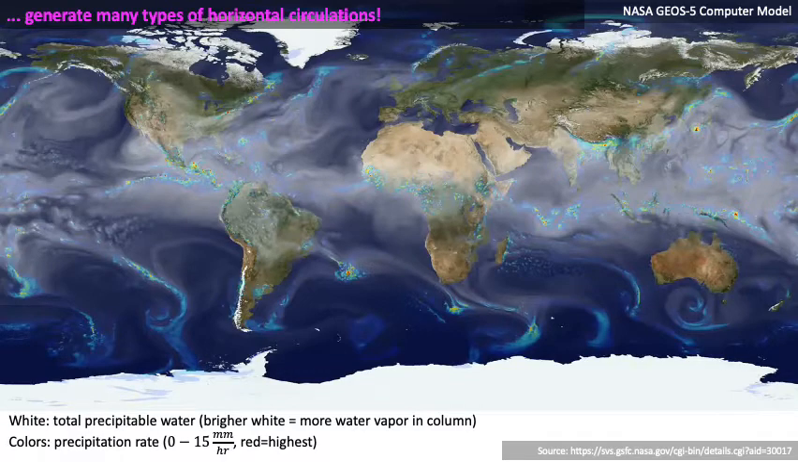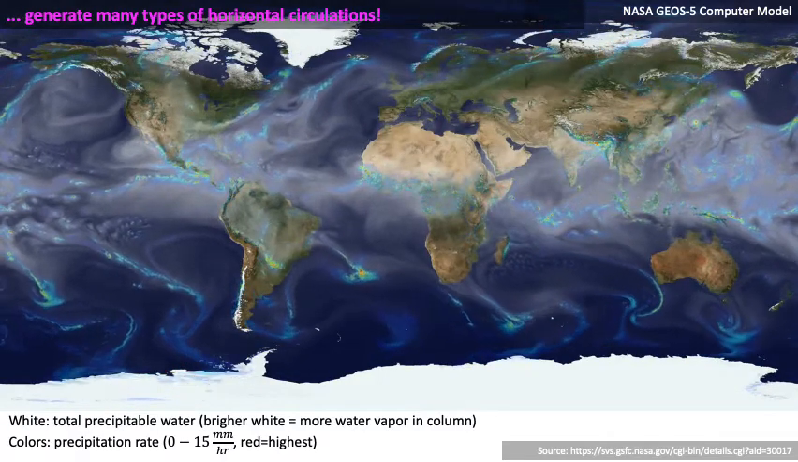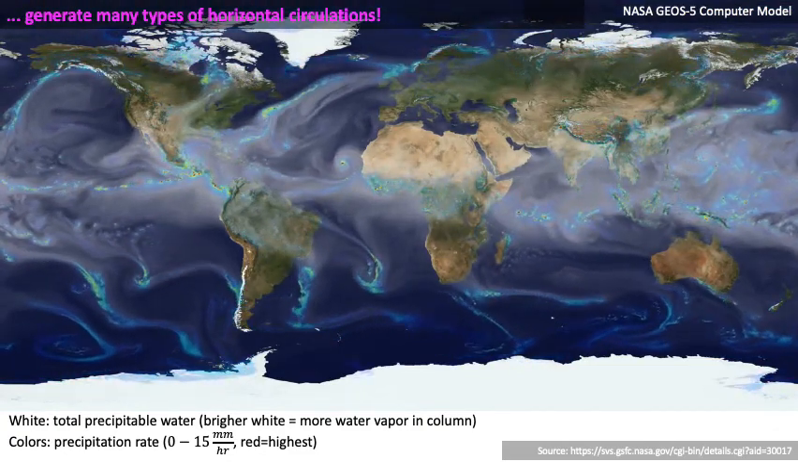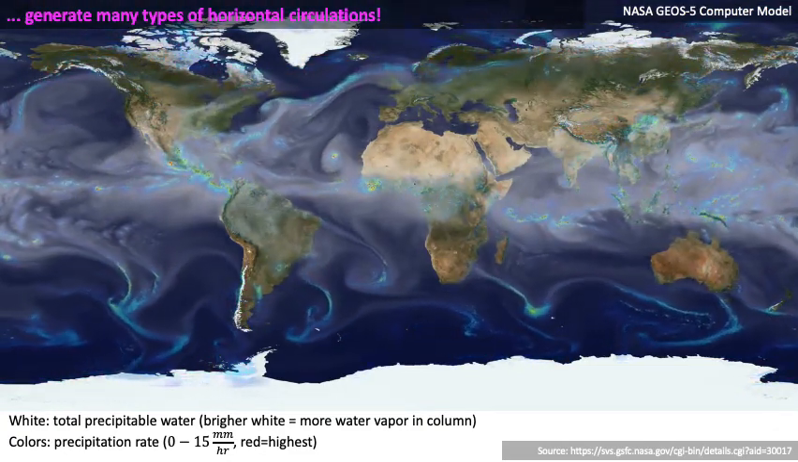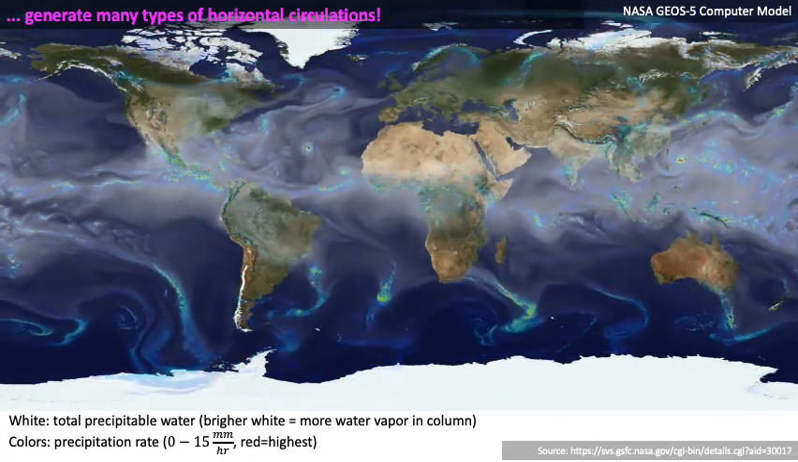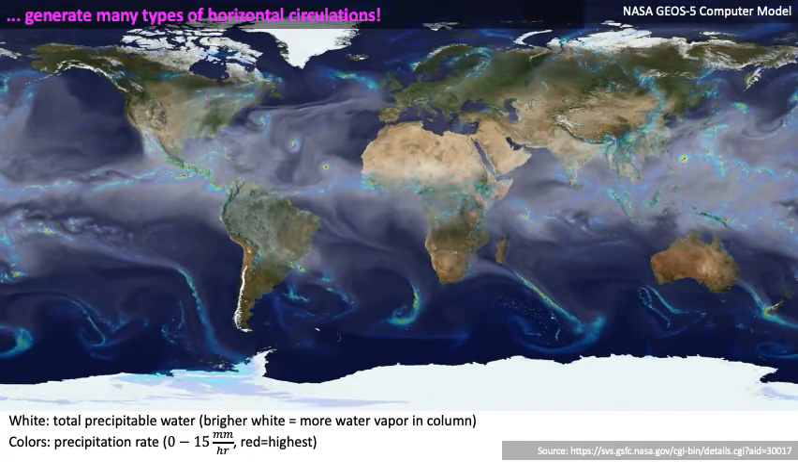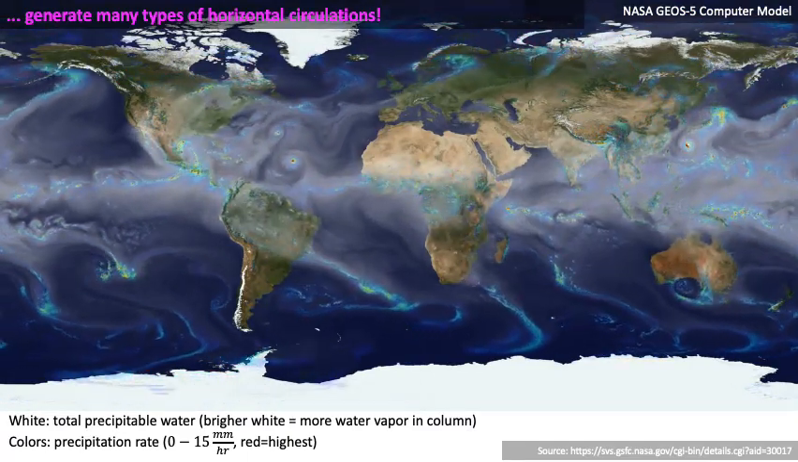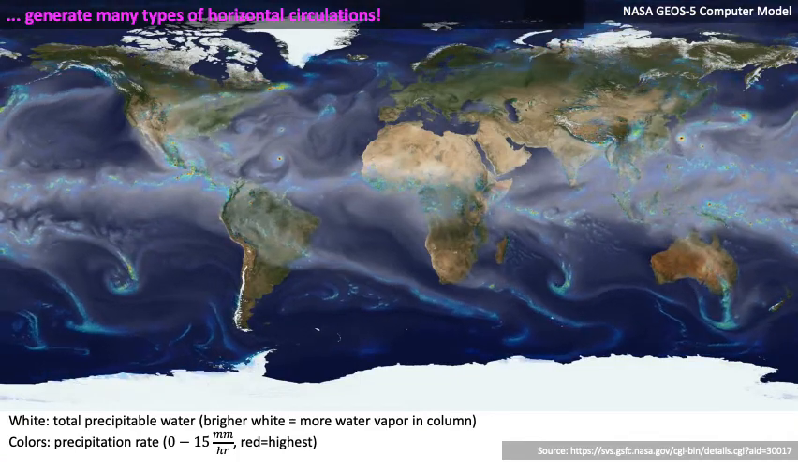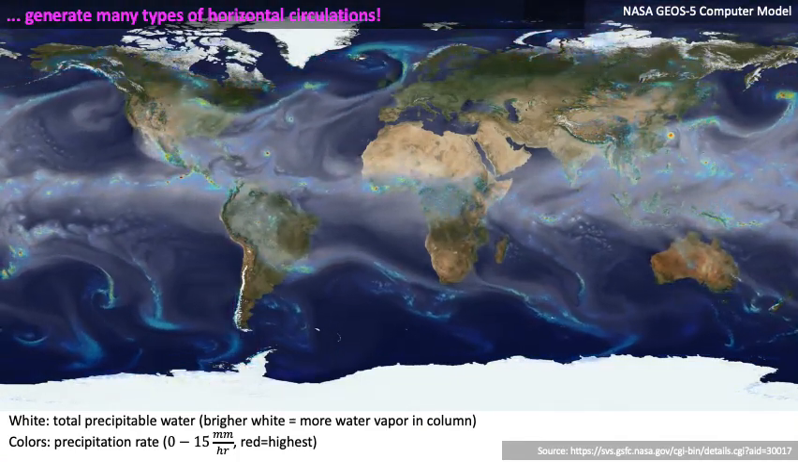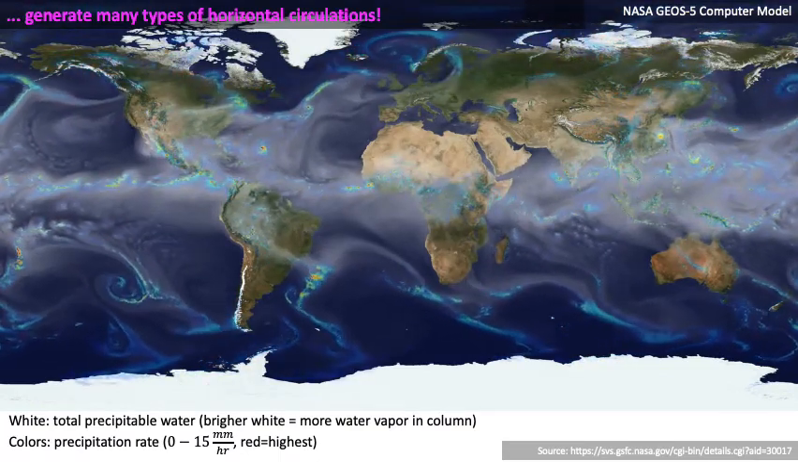And so I want to animate this movie. This is from the NASA GEOS-5 computer model. It's a really beautiful one just to look at all the swirls and motions that exist in this modeled version of our atmosphere, but it's still quite a good representation. The whites or the gray shading represents total precipitable water, so brighter whites are more column water vapor. You can see again, most of the water vapor is in the tropics where it's warmest.